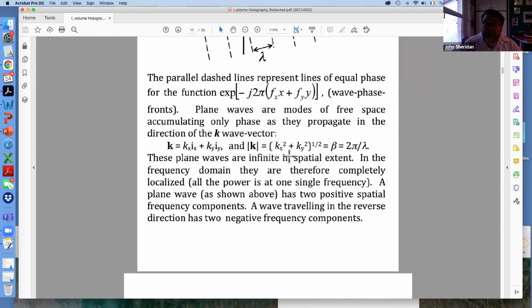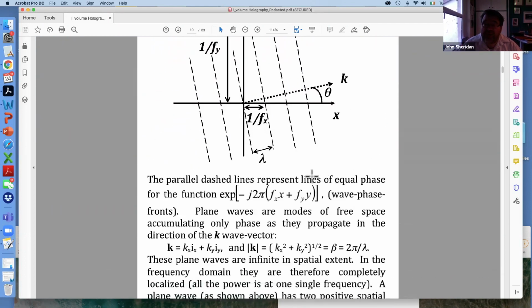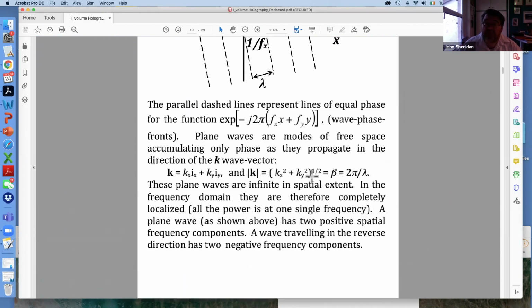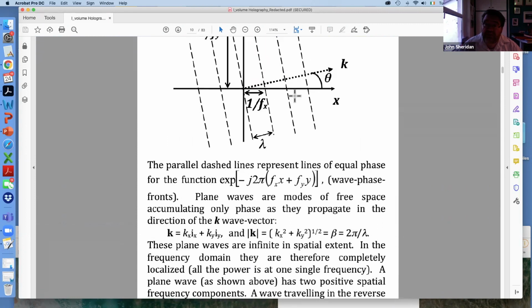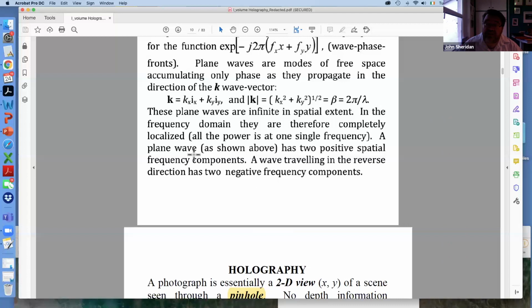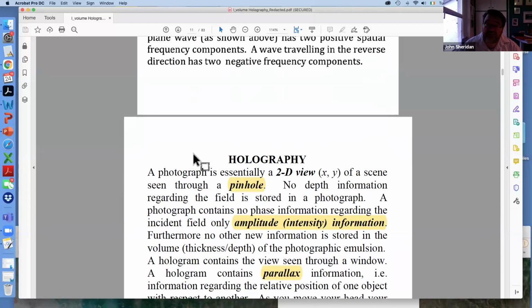So we note here that we have this plane wave traveling up here in this positive direction, and we note that the spatial frequencies associated with that are going to be positive in both directions. And if the plane wave was traveling in the opposite direction, traveling downwards, we'd have negative spatial frequencies. So we see there's a sign associated with the direction, the components of the actual K vector.